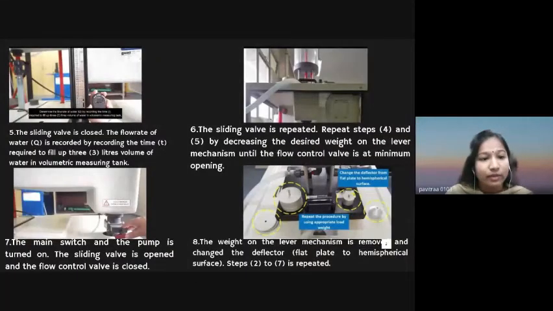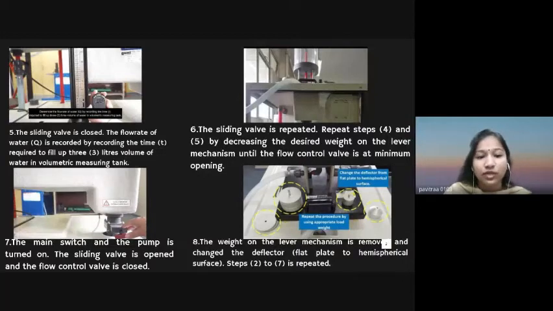The fifth step is the sliding valve is closed. The flow rate of water Q is recorded by recording the time taken to fill up 3 liters of water in the volumetric measuring tank. Step 6 is the sliding valve is opened. Repeat steps 4 and 5 by decreasing the desired weight on the lever mechanism until the flow control valve is at minimum opening.